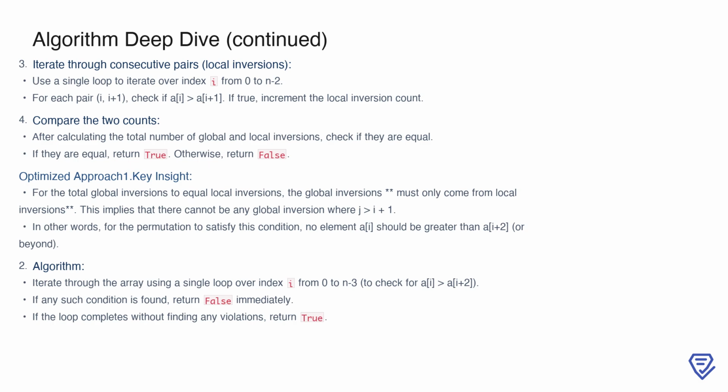The key insight for optimization is that for global inversions to equal local inversions, all global inversions must be local. This condition can only be satisfied if no element a[i] is greater than a[i+2], or any element beyond. Using this insight, we can iterate through the array efficiently. During this iteration, if we find any element i that violates this condition, we return false immediately. If no violations are found, we return true. This dramatically reduces the computational effort.